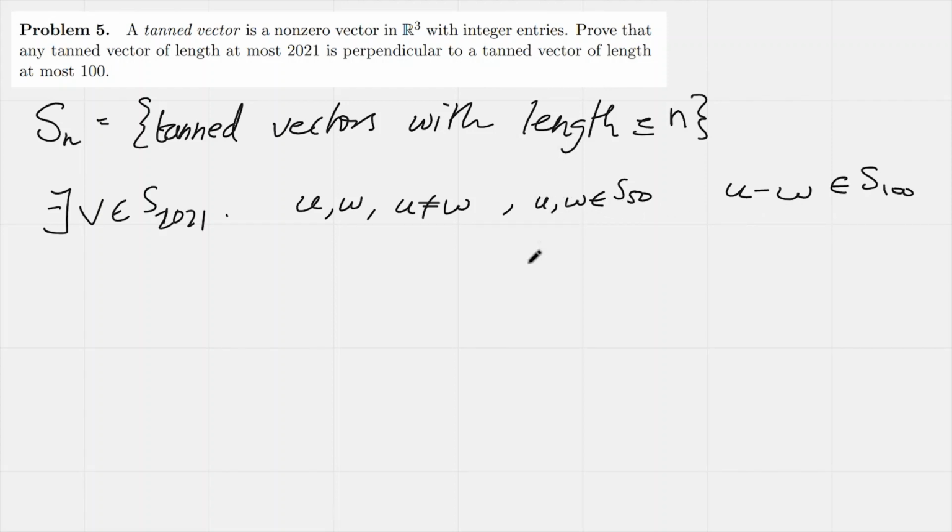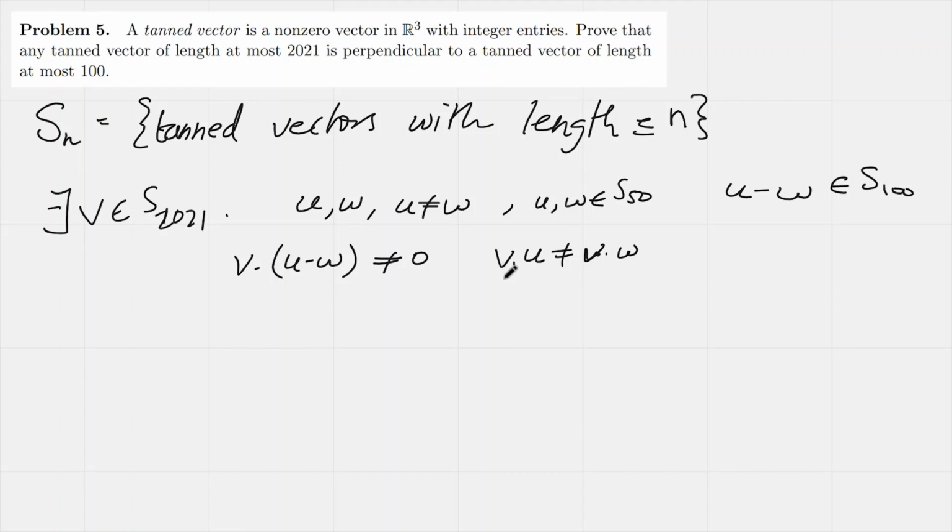Now why is this interesting? Because of the property of the vector v, we know that v dotted with u minus w can never be 0. So in other words, v dotted with u can never be the same as v dotted with w. So what have we proved? We've proved that if we take any two vectors from S50 and dot them with v, we're going to get different numbers.